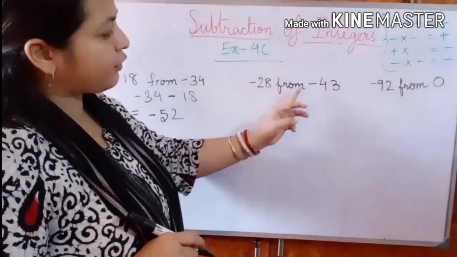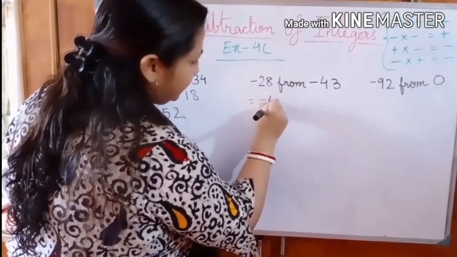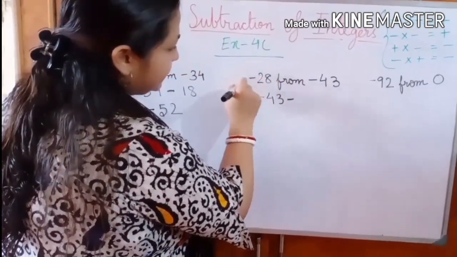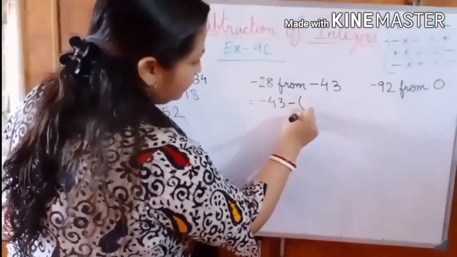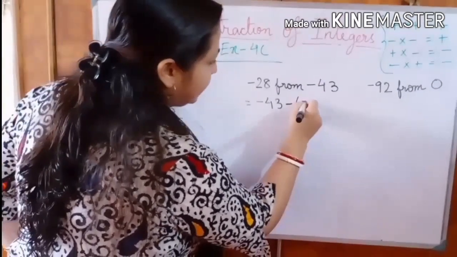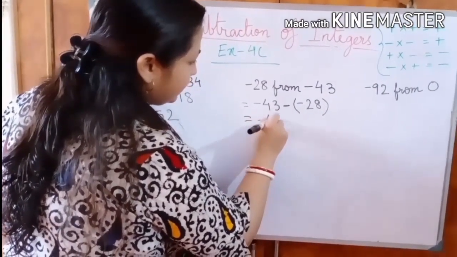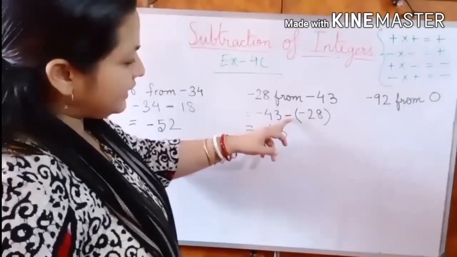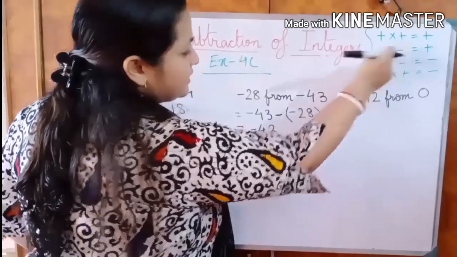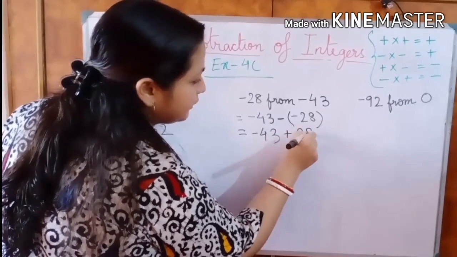Let's come to the next sum. Minus 28 from minus 43. Which will be written before? Of course, minus 43, right? Minus 43 minus. Now what is here? This is minus 28. We can't write two negative integers side by side. So we put a bracket. Minus 28. What will be the next step? Minus 43. Now this is minus and we have a bracket. That means minus into minus. When both are minus, what we will get? We will get plus. Plus 28.